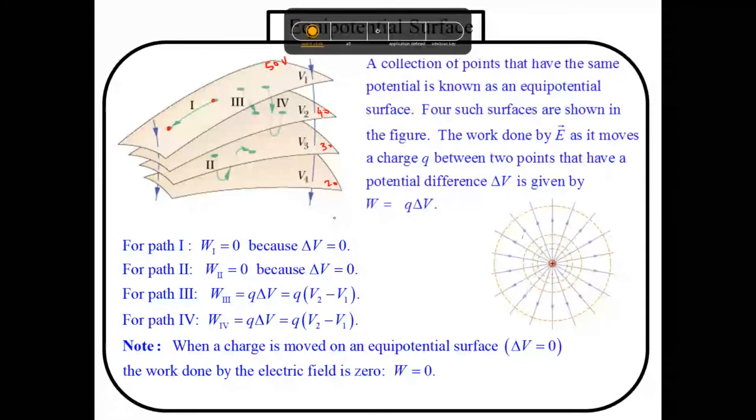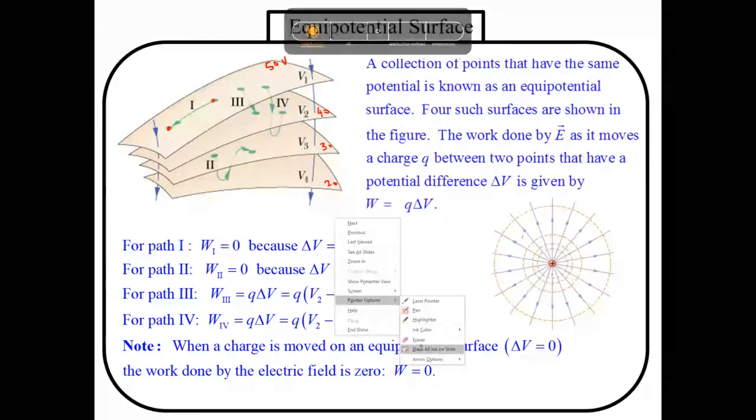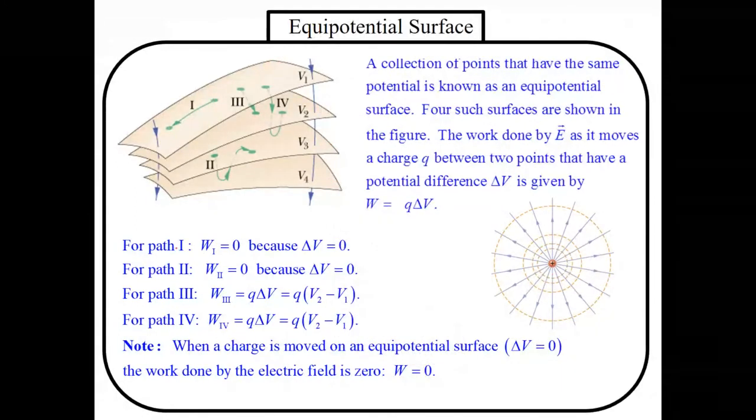For example, you can see this picture. I just gave some relation. I have four paths: path 1, path 2, path 3, path 4. You can see my path 1 is here. Now I just move from one point to another point on the same potential. So what should be the work done?